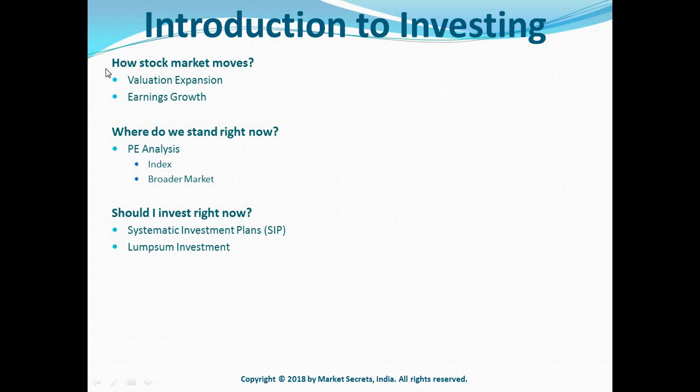So the first item is how a stock or a stock market moves. Here we are not going to talk about price action or how the stock moves when it comes to charts. Here we are talking about fundamentals, why a stock or a stock market moves up. Basically, a stock or a stock market can move up due to two fundamental reasons. One is valuation expansion, which is nothing but PE, and the second one is earnings growth.